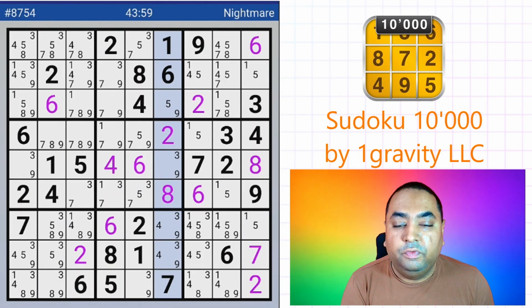Now we will move to the next step, that is, examine column 6. In column 6, digit 5, where can it be placed? It can only be placed in the first block of the column. So digit 5 can be placed there. So that is the solution. Now we'll go for the next step.